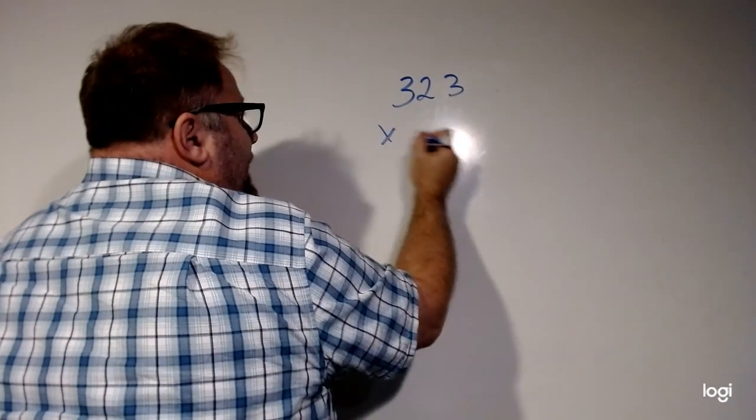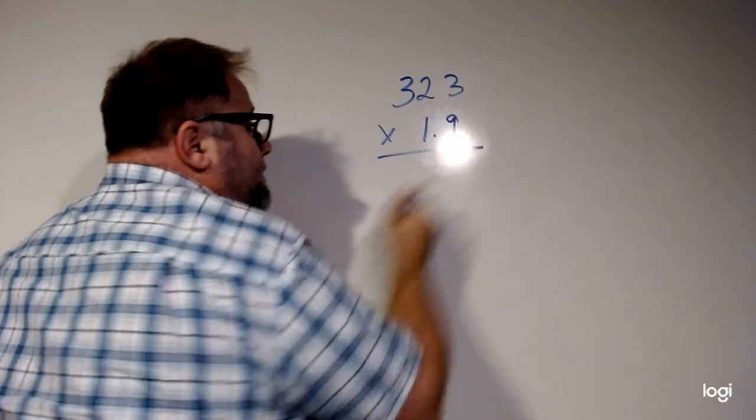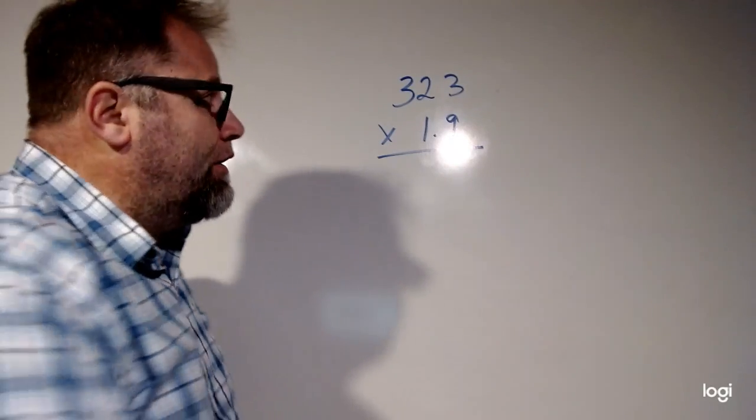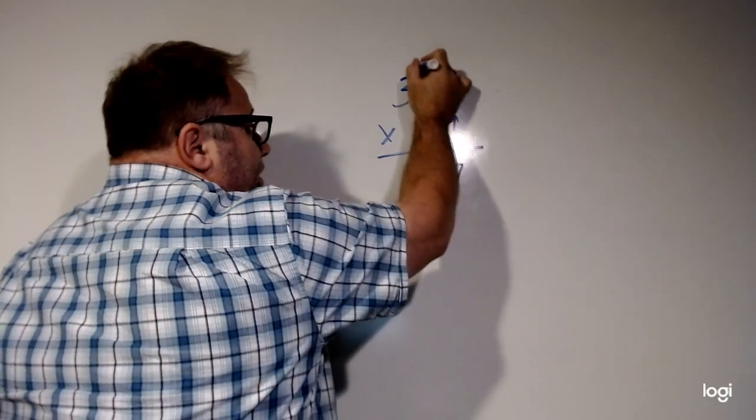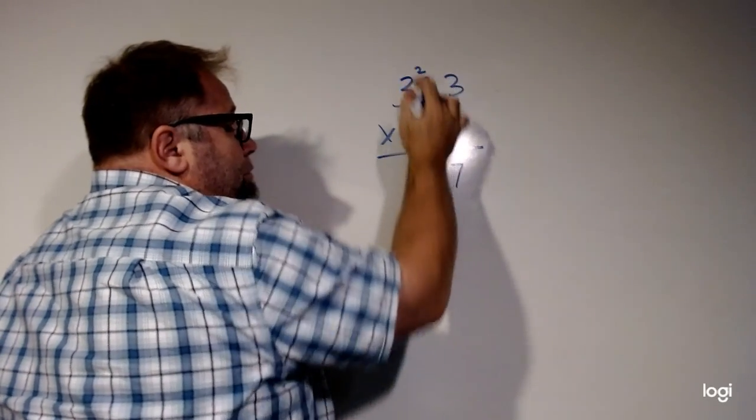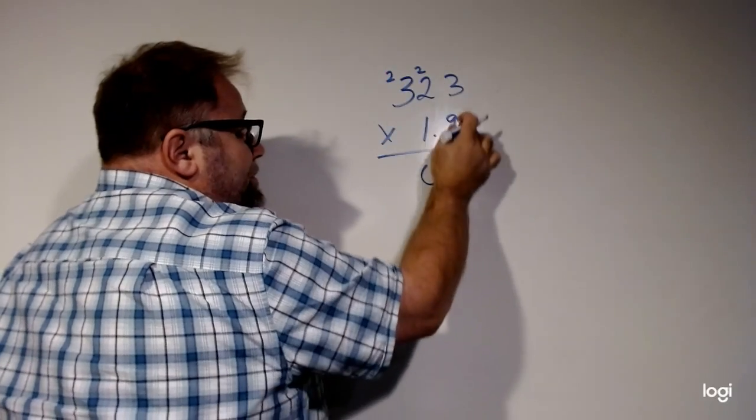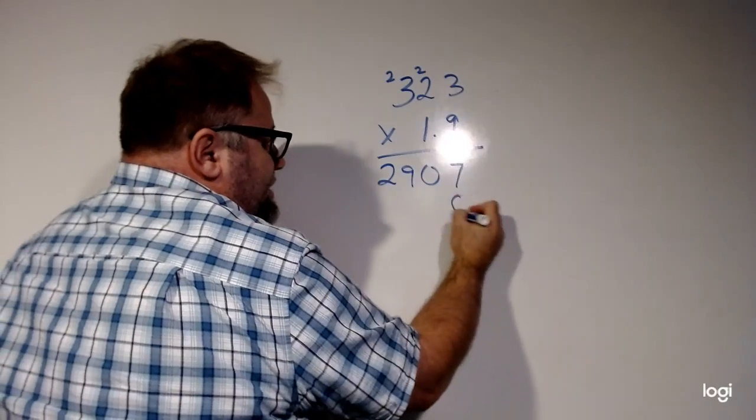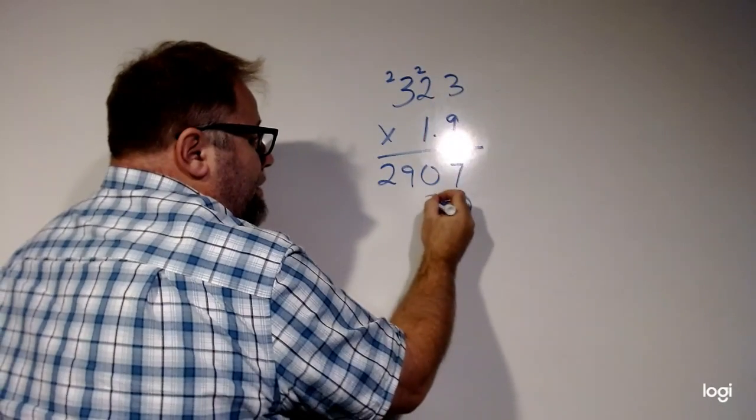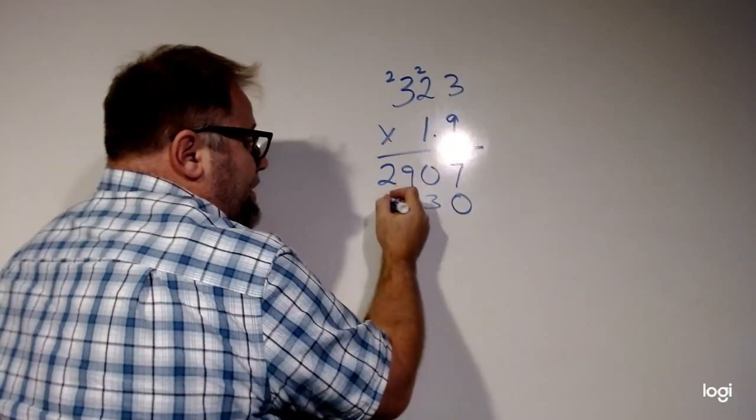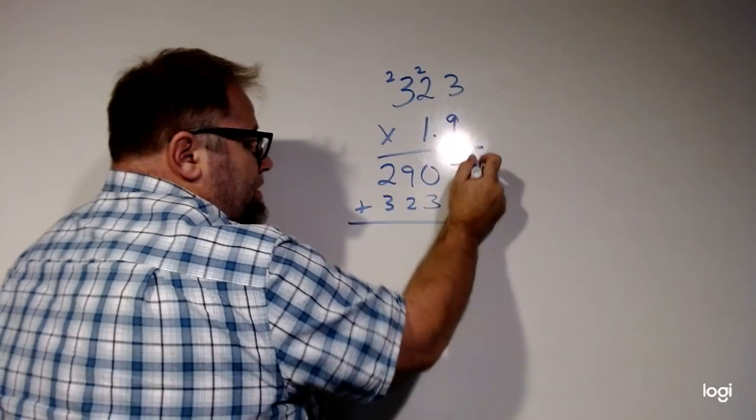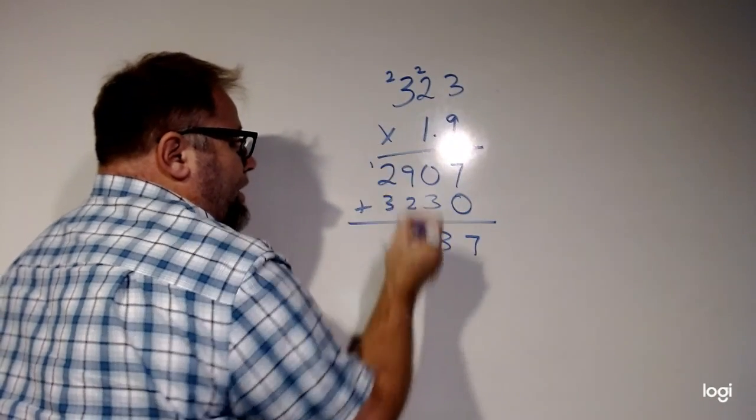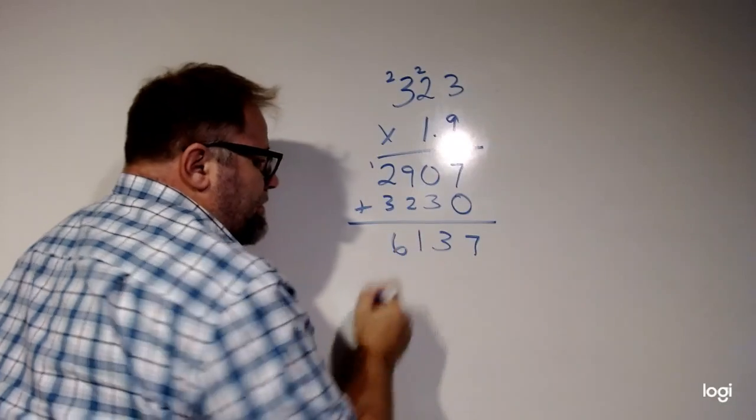323 times 1.9. Okay, I'm going to do the math, and all you got to do is get the math down with me here. So 9 times 3 is 27, carry the 2. 9 times 2 is 18, plus 2 is 20, carry the 2. 9 times 3 is 27, plus 2 is 29. Then I annex my 0 here. 1 times 3, 1 times 2, 1 times 3. Now I add 7 plus 0, 0 plus 3, 9 plus 2 is 11, carry the 1, is 6.